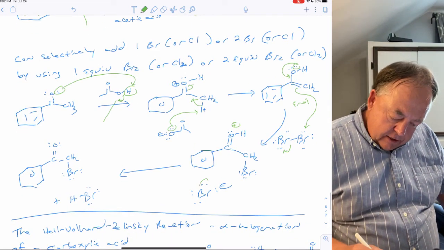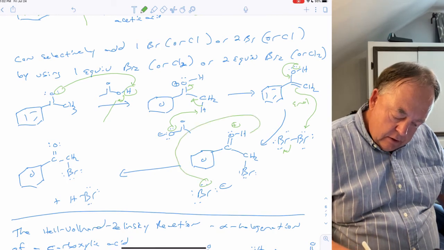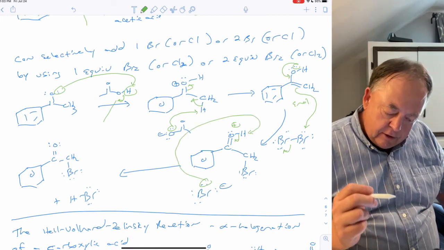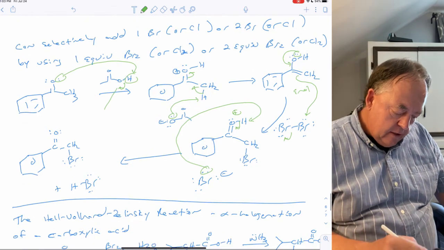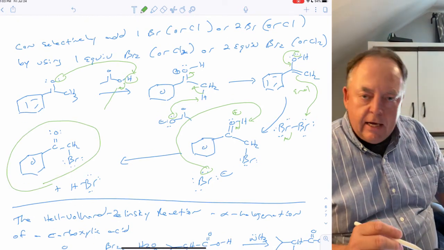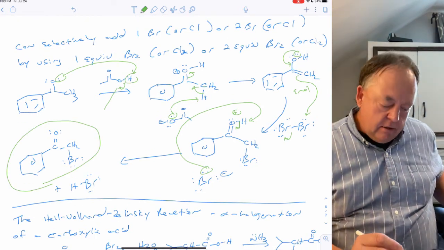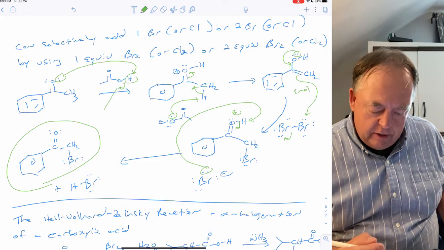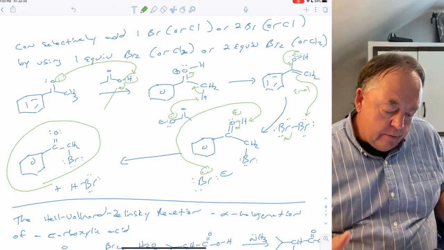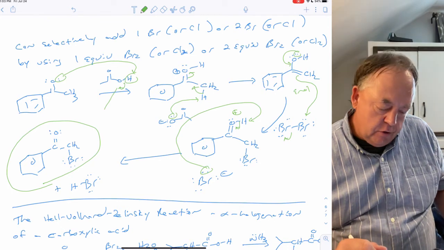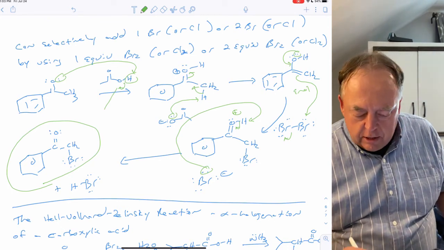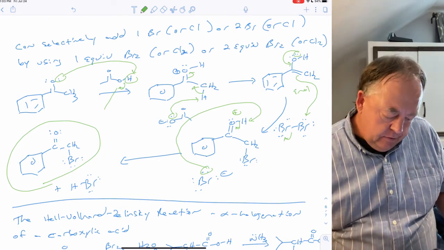And then the Br- that you lost can take this hydrogen off, and those electrons go onto oxygen as a lone pair, and now you've got the alpha halogenated product, and you can stop it there just by using 1 equivalent of Br2. Or if you wanted to put 2 bromines on, you would use 2 equivalents of Br2, or if you wanted to put 3 bromines on, you would use 3 equivalents of Br2.